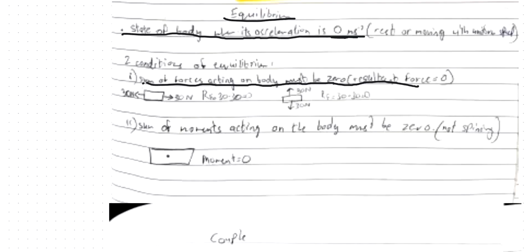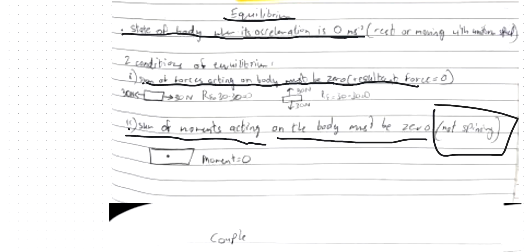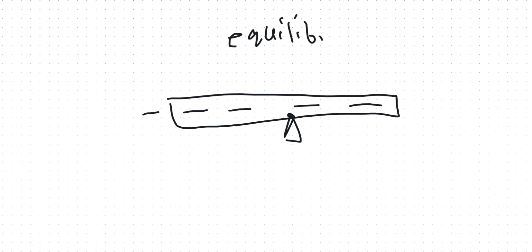And remember, the second rule for equilibrium is that the sum of moments acting on the body must be equal to zero. This means that the object must not be spinning. This basically means that if I had a bar and there was a pivot, then if it was in equilibrium, meaning it is not moving at all and not spinning, I will say that my clockwise moment is equal to my anti-clockwise moment. My anti-clockwise moment is this way.